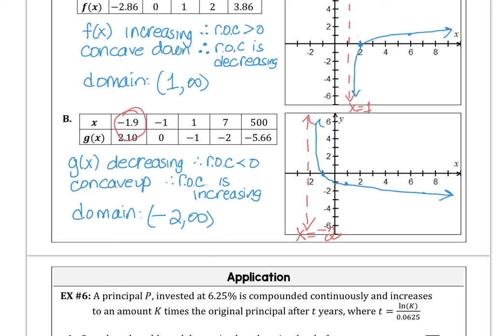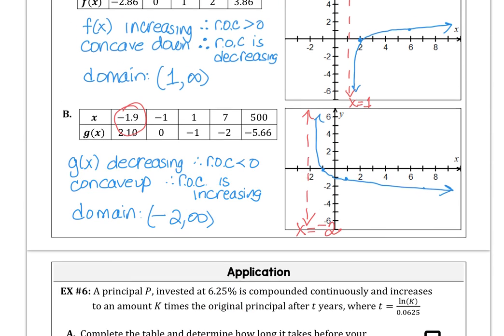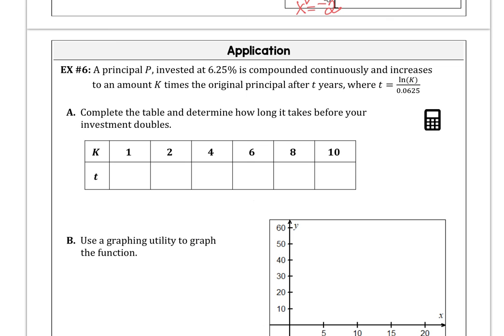And then we've got an application problem. I believe this is our last example here. You need your calculator handy. I've already pre-worked these on my calculator, so I'm not going to pull that screen up, but I've got this function where t is this. We're asked to calculate t, so for each k value here, I'm going to divide by 0.0625 and find those values.